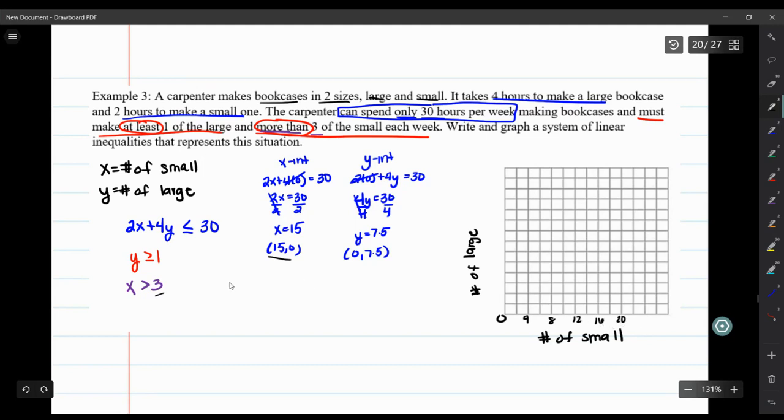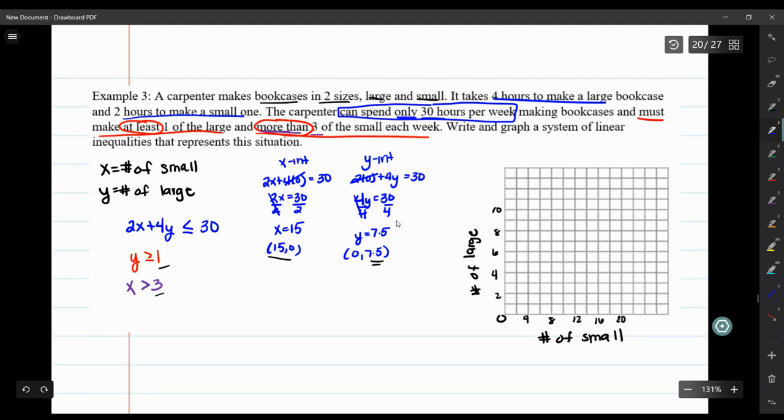Okay, now for my y's, I need 7.5 because this is just a 1. So the highest I need is 7.5. Well, I can go by ones. So 0, 1, 2, 3, 4, 5, 6, 7, 8, 9, 10. Okay, and now we're ready to graph.